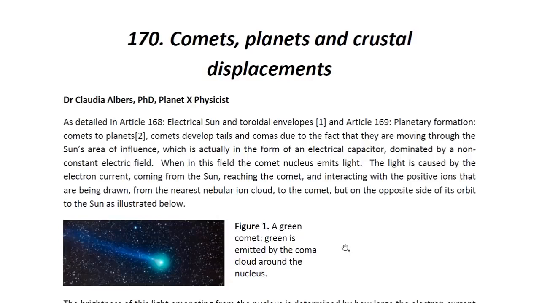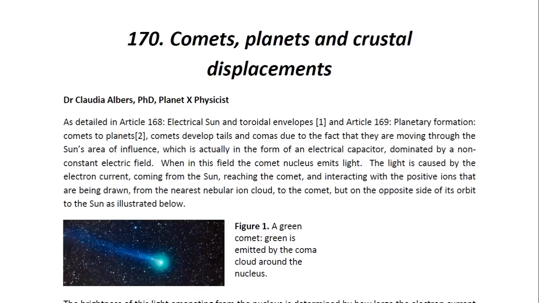This one is entitled Comets, Planets, and Crustal Displacements. Now, as detailed in Article 168, Electrical Sun and Toroidal Envelopes, and Article 169, Planetary Formation, Comets to Planets, comets develop tails and comas due to the fact that they are moving through the Sun's area of influence, which is actually in the form of an electrical capacitor dominated by a non-constant electric field.